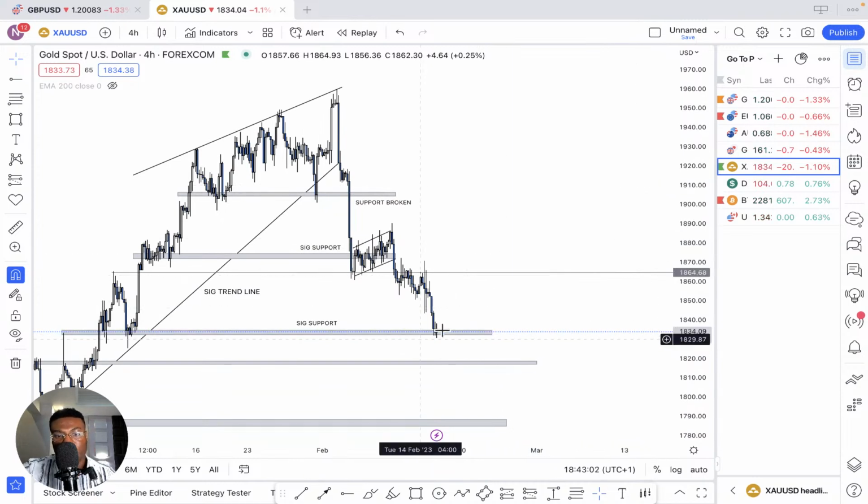So I'm expecting gold to break below this significant support and get all the way down to this point before we get to see some bullish momentum. That's my expectation. But if that doesn't happen and I see bullish momentum at this point, then I'll be looking for buying opportunities.